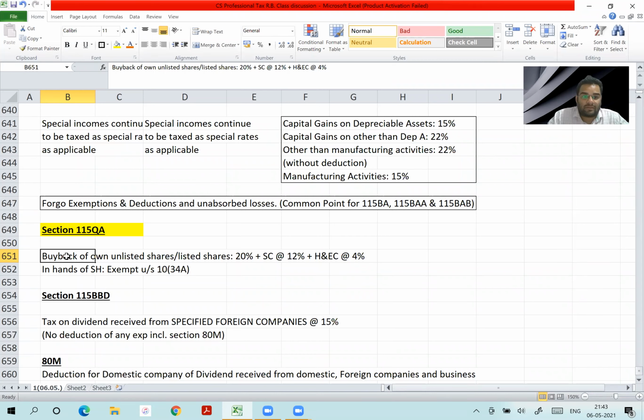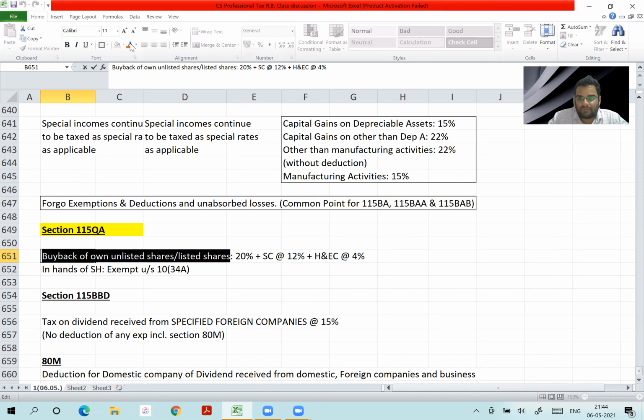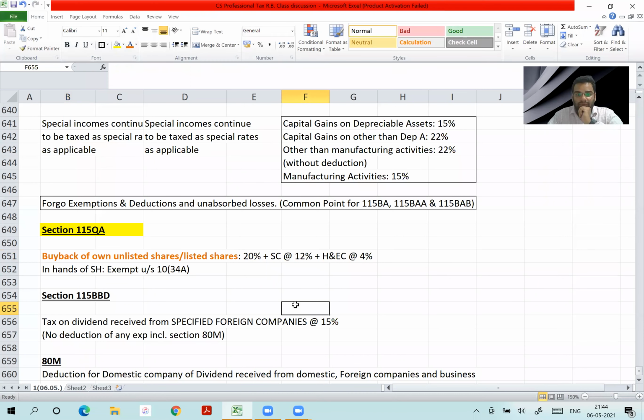Okay. Buyback of own unlisted shares or listed shares. Buyback of own listed shares, unlisted shares is section 115QA. You know the rate of tax here. And it is on the profit sought to be distributed. And in the hands of shareholders, it is exempt.